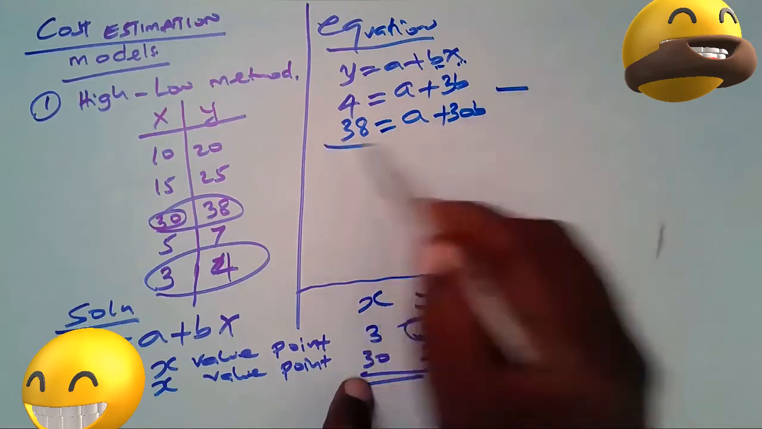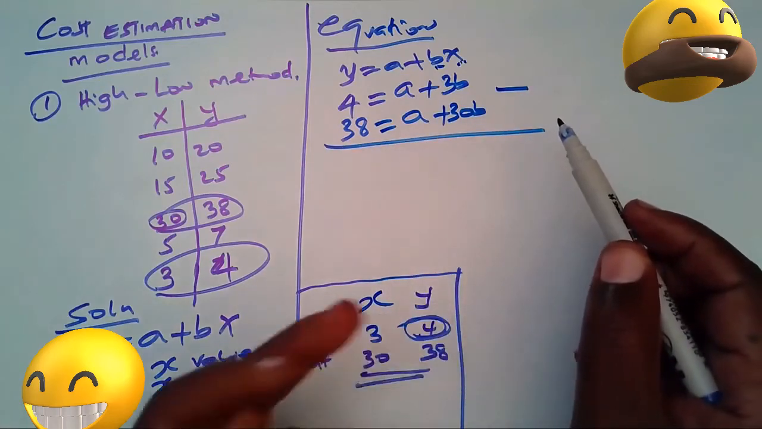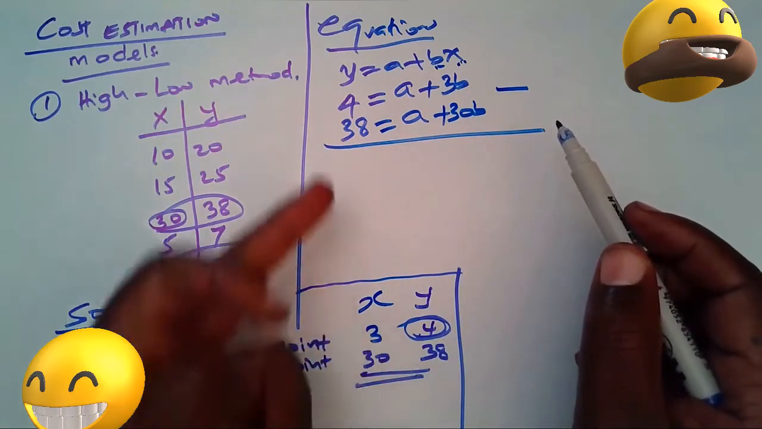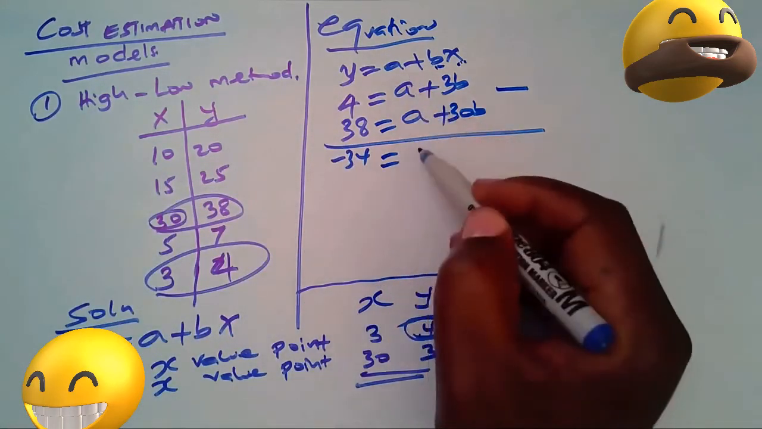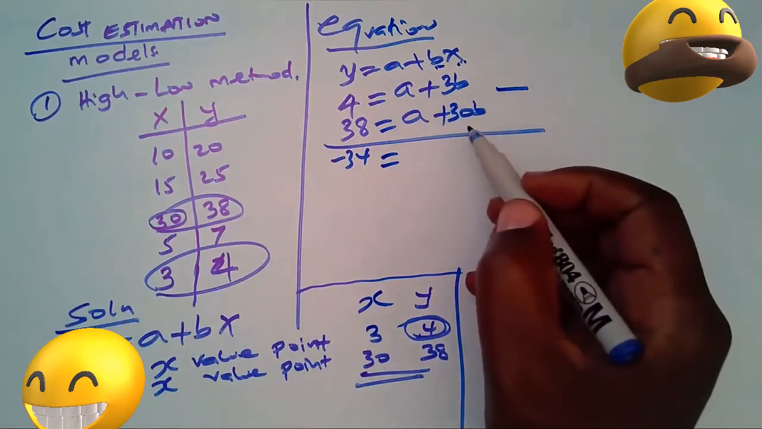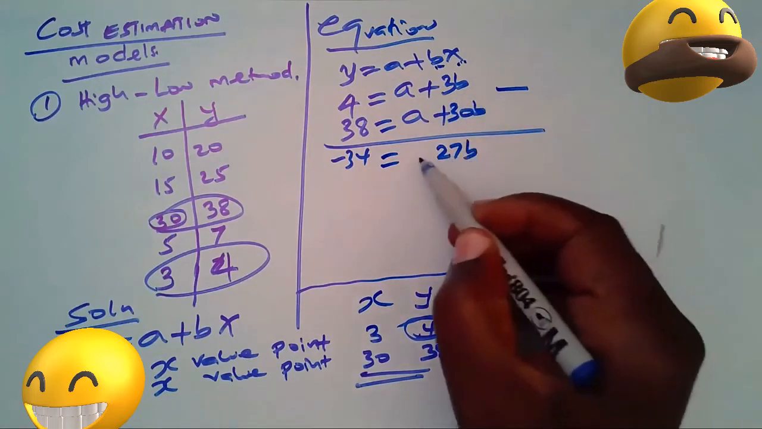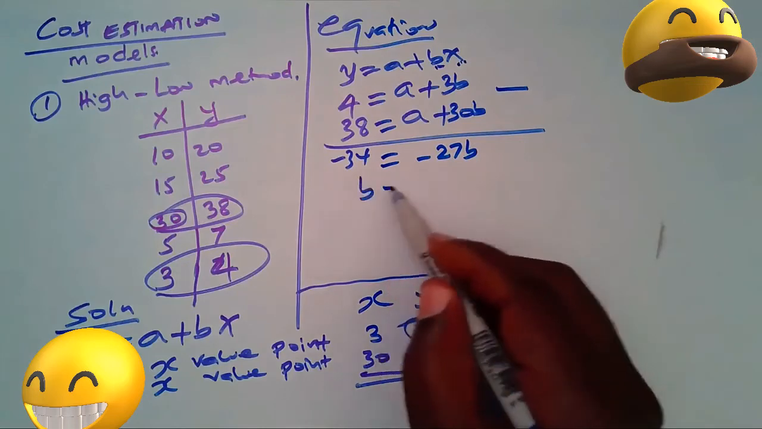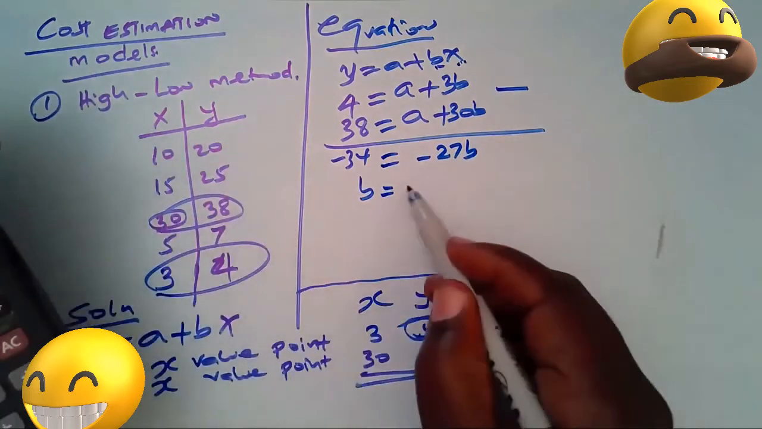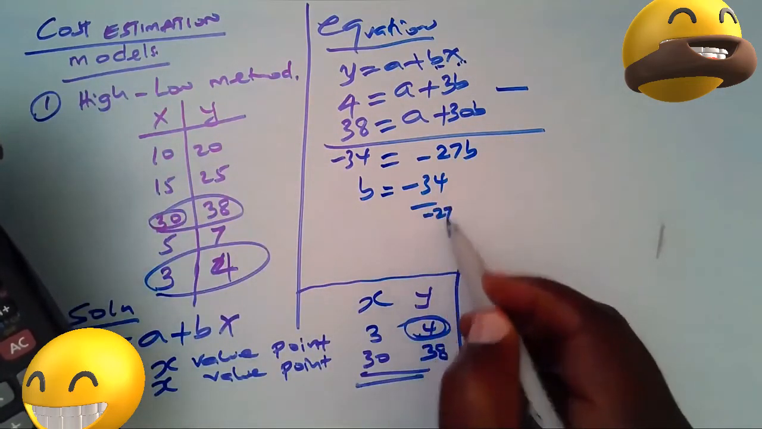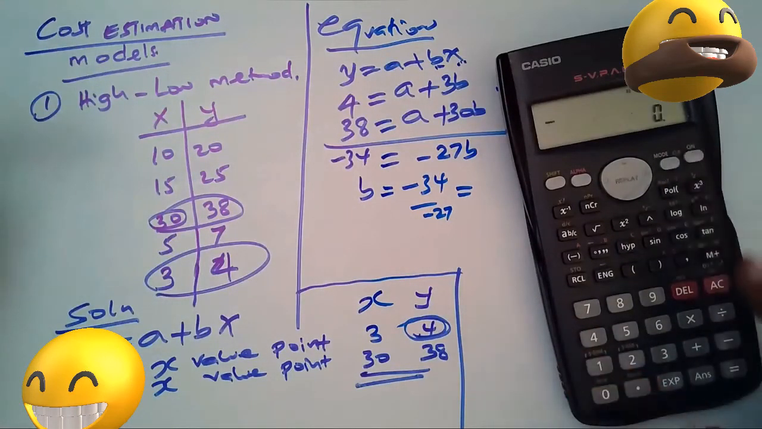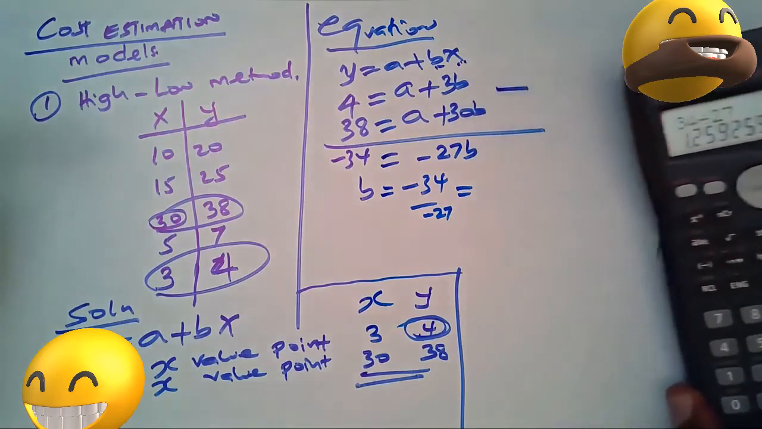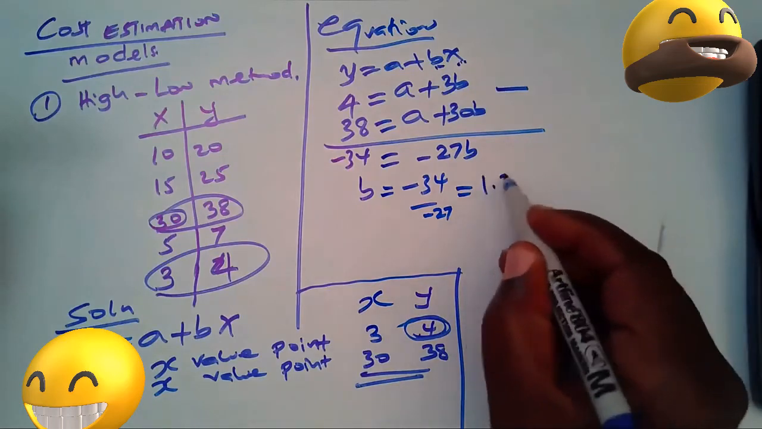From there, eliminate a through subtraction. These are simultaneous equations, so eliminate a. We have 4 minus 38, which gives me minus 34, which will be equal to a minus a, which disappears. 3 minus 30 gives me minus 27b. Meaning that b will be equal to minus 34 divided by minus 27. The minus signs disappear, so we have 34 divided by 27, which gives us 1.26.